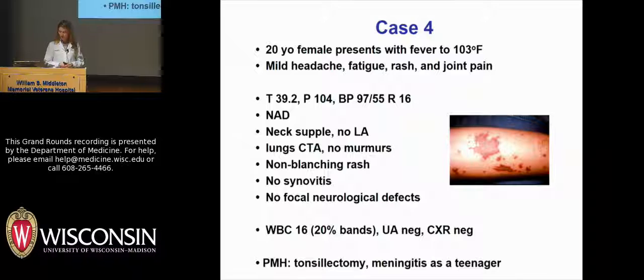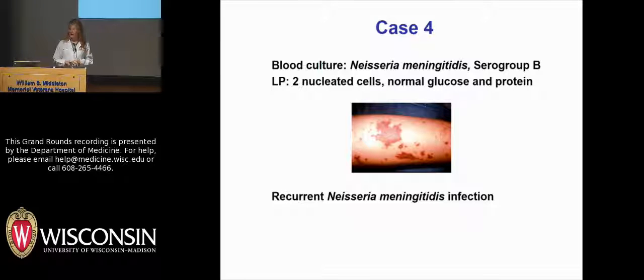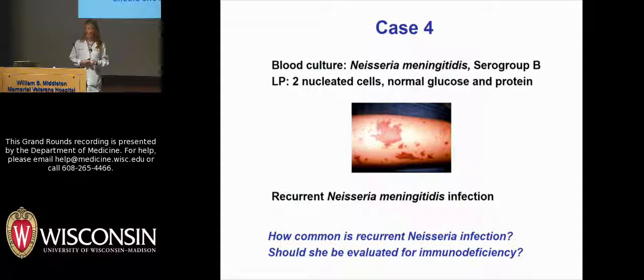In her past medical history, she's had a tonsillectomy and she had meningitis as a teenager. Her admission blood cultures ultimately grow Neisseria meningitidis, serogroup B. And she has recurrent Neisseria meningitidis infection. Her prior episode of meningitis was found to be due to this as well. So the question I have on this case is, how common is recurrent Neisseria infection? And should she be evaluated for immunodeficiency?